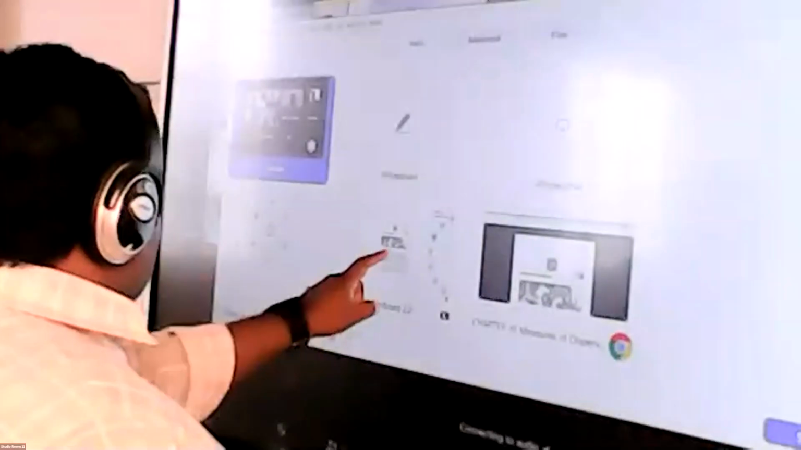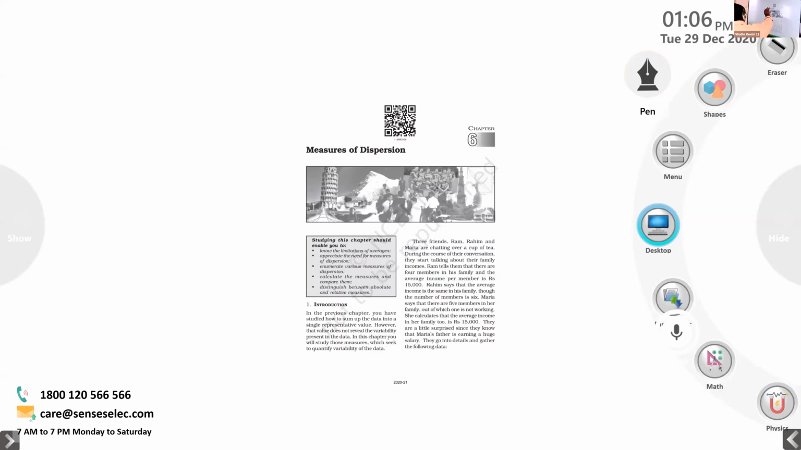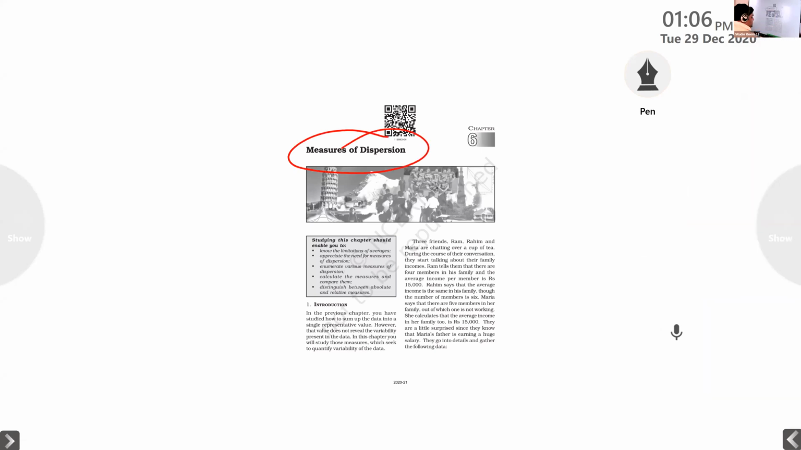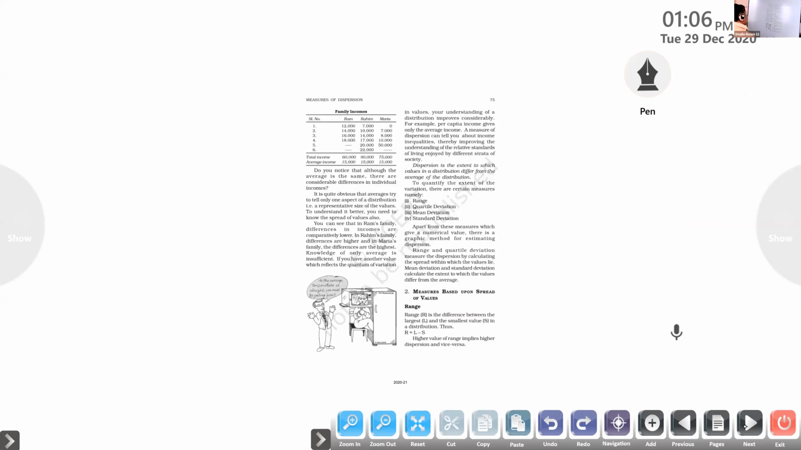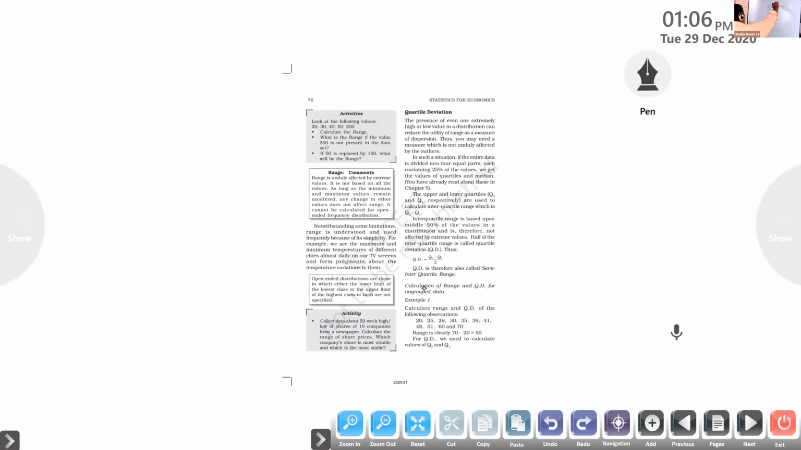Okay, so in the morning session we started the chapter on measures of dispersion, and in that chapter we discussed the importance of the dispersion method, the differences between the average and dispersion, and two different methods: one is the range, and the other is the quartile deviation.